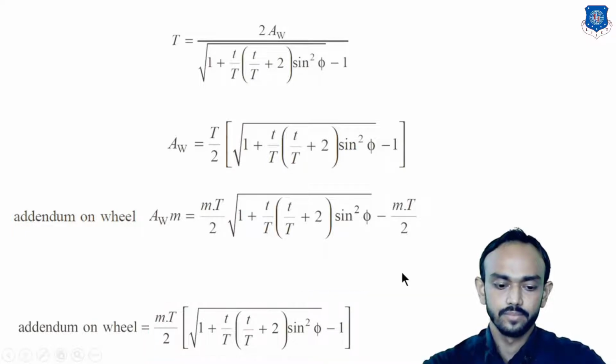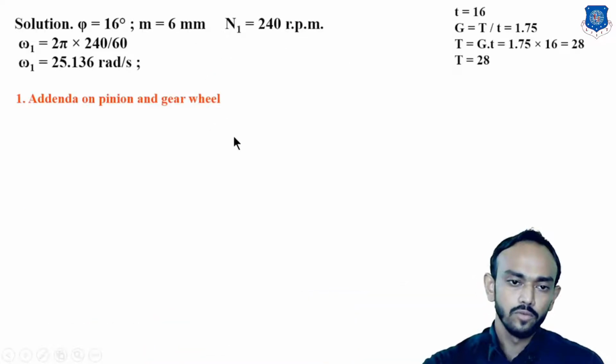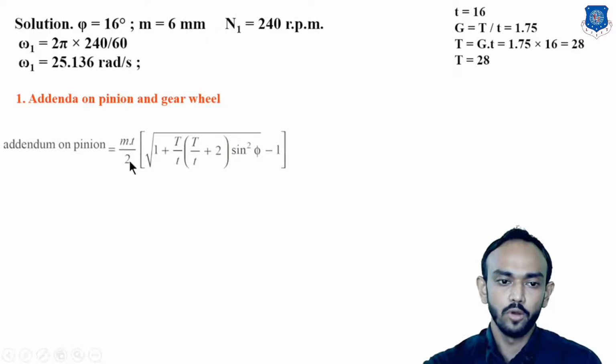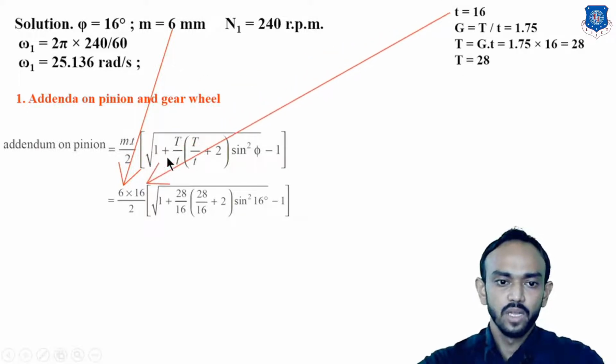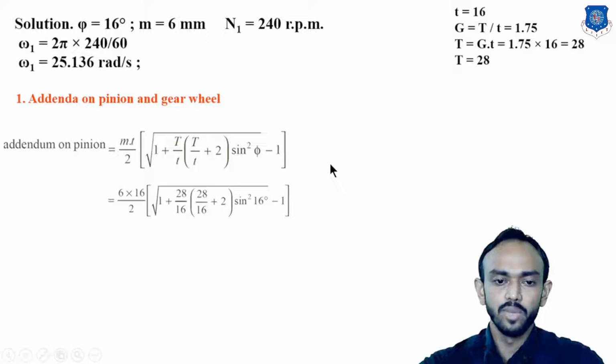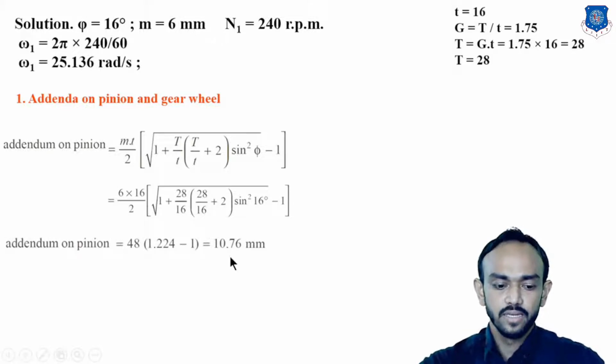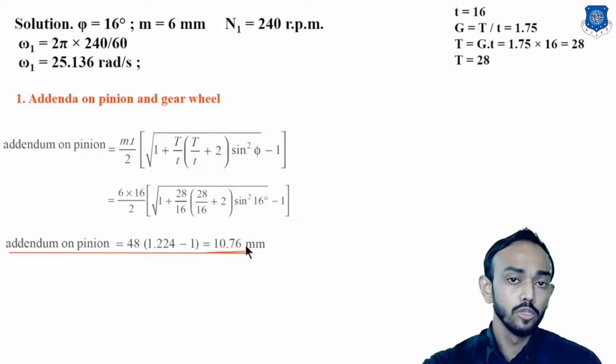So we have to find the addendum. This is the formula, m small t by 2, and we have the gear ratio also. Now put all the data: the module is given as 6 mm, small t is given as 16, and phi is given as 16. So we put all the data, and you will simply find the addendum, which is 10.76. Okay, 10.76 is the addendum of the pinion.